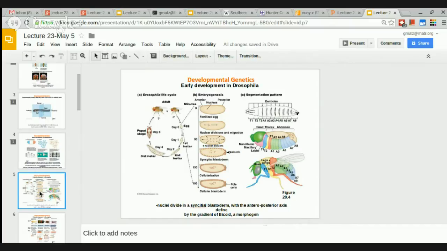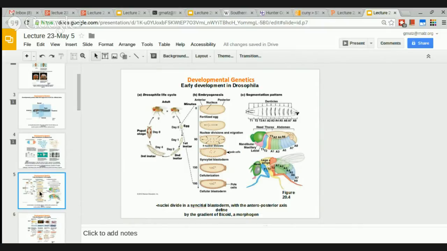But here's something the book is forgetting to tell you. I'm going to tell you now, but it's not in the book. Metamorphosis involves a huge amount of cell death by apoptosis. And so the tissues that are part of the adult, that make the adult flies, actually originate from small groups of cells in the larva.